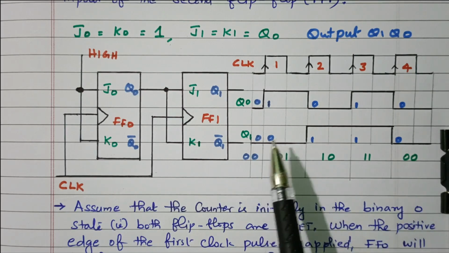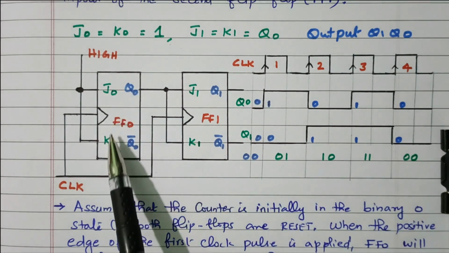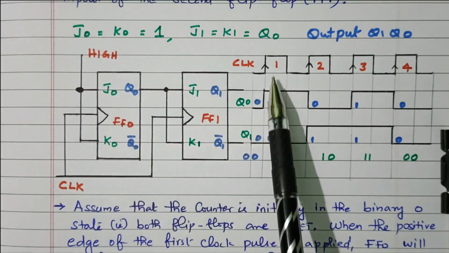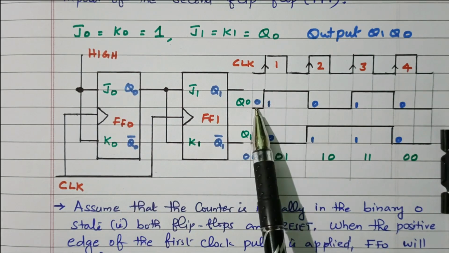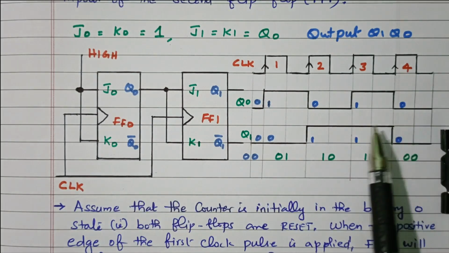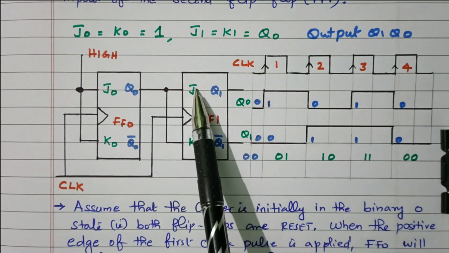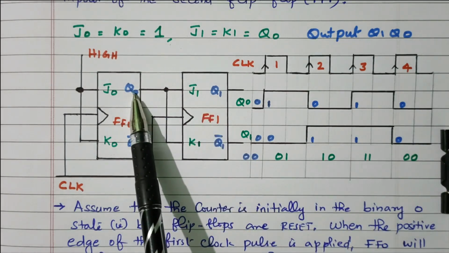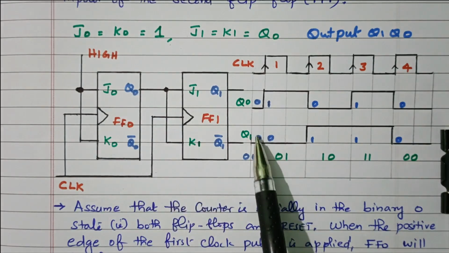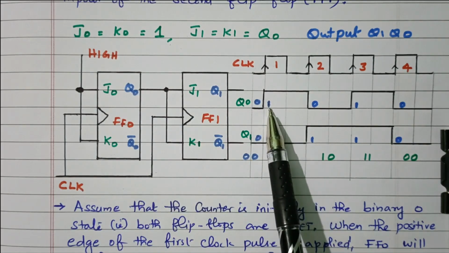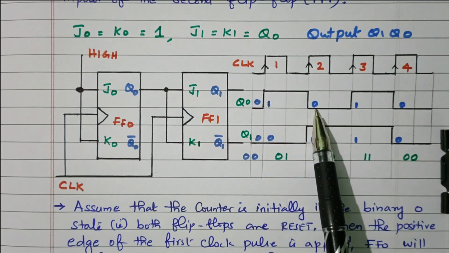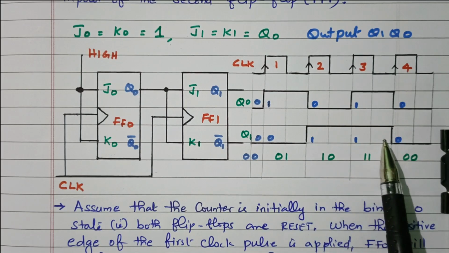I will explain again. This first flip-flop input is always high. So every clock pulse it will toggle, 0 to 1, 1 to 0, 0 to 1, like that. For the second flip-flop, the output of the first flip-flop is connected as input. So here 0, so no change. Here 1, so it changes 0 to 1. Again 0, no change. 1 is maintained as it is.